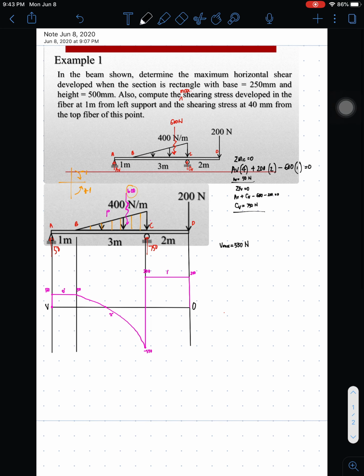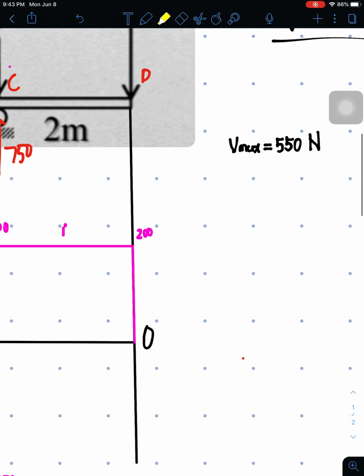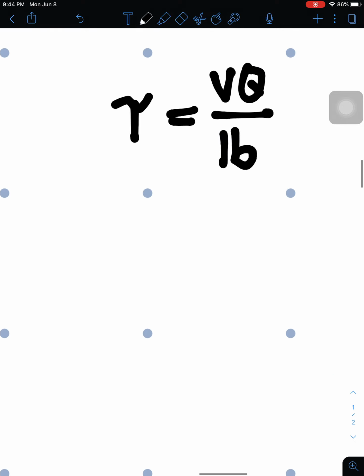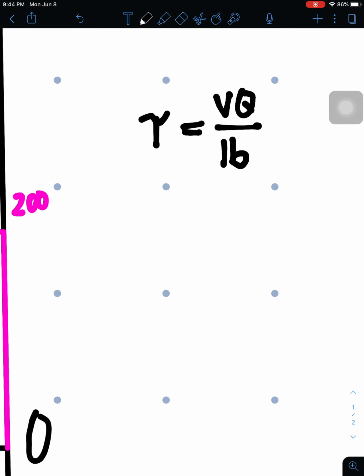Okay, let's start solving the first question. Determine the maximum horizontal shear. So for maximum horizontal shear, the formula, shear stress is equal to VQ over IB. Okay, so our V here is Vmax because we're going to find maximum shear.